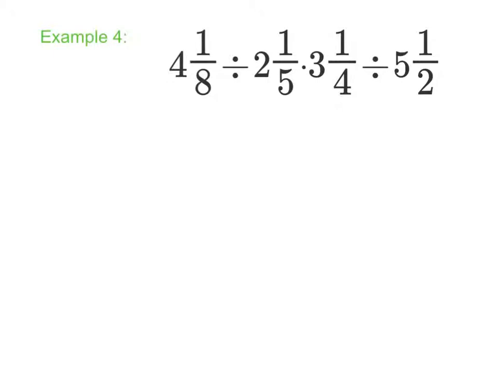And remember what I've told you, even though multiplication and division are a group, we do have an order we have to go in. We need to start on the left and work to the right. So let's start off first by changing all of these into improper fractions.